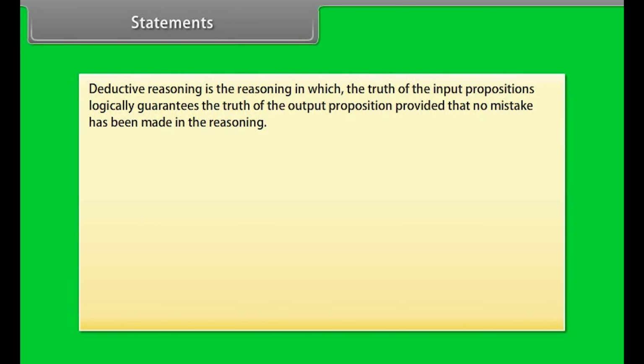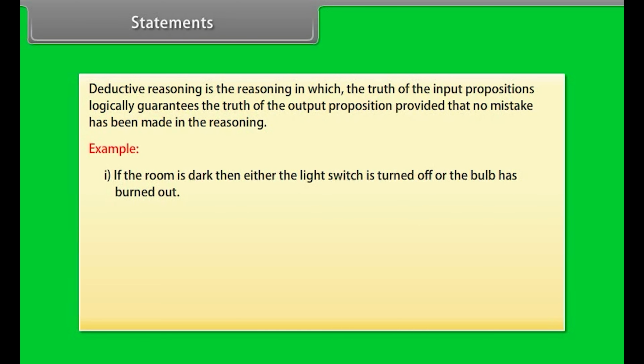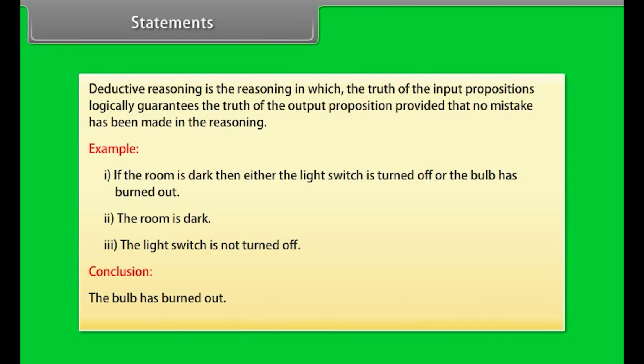Deductive reasoning is the reasoning in which the truth of the input propositions logically guarantees the truth of the output proposition, provided that no mistake has been made in the reasoning. Example: a reason to infer from the belief. 1. If the room is dark, then either the light switch is turned off or the bulb has burned out. 2. The room is dark. 3. The light switch is not turned off. To the conclusion, the bulb has burned out.